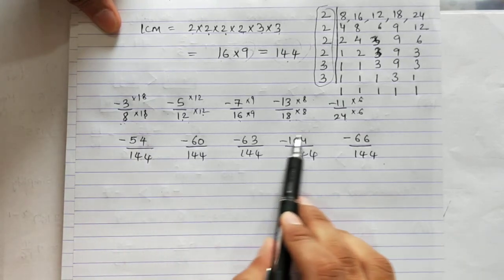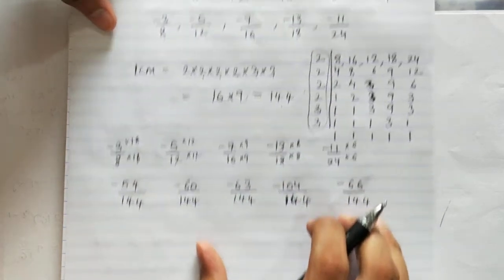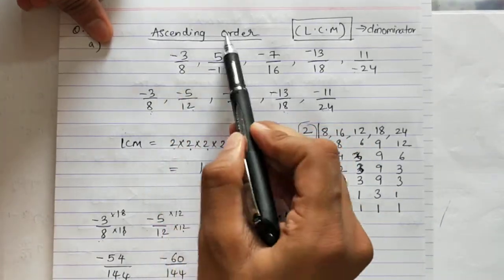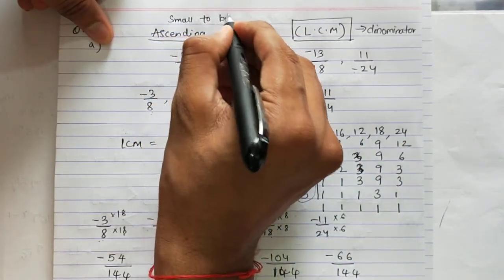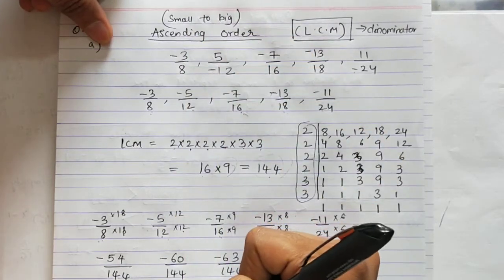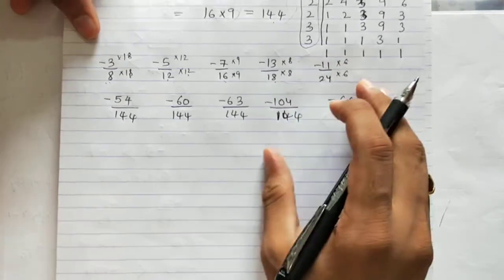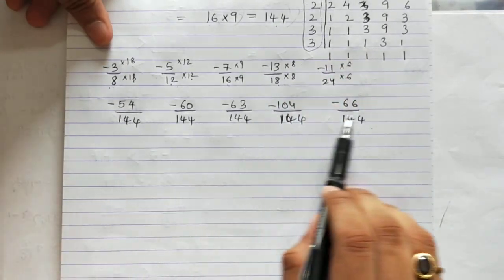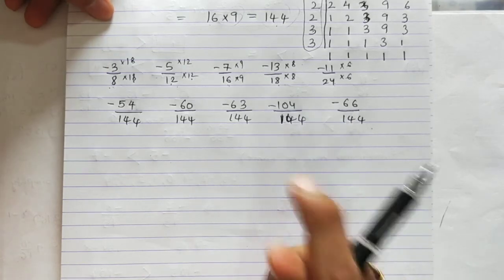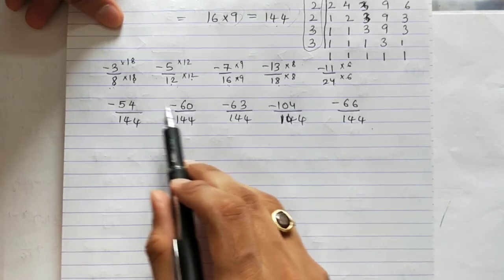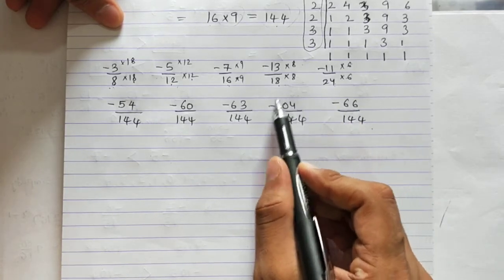Now I can compare the numerators, and we have to arrange in ascending order. See, what was the sum? We have to arrange in ascending order. Ascending means small to big. So here first write the smallest number. Which is the smallest number? With the negative sign, whichever number has the big value.